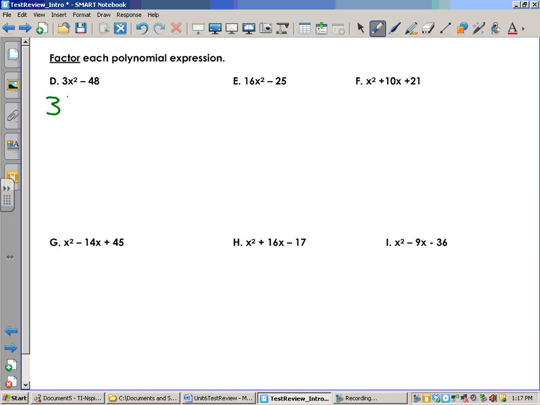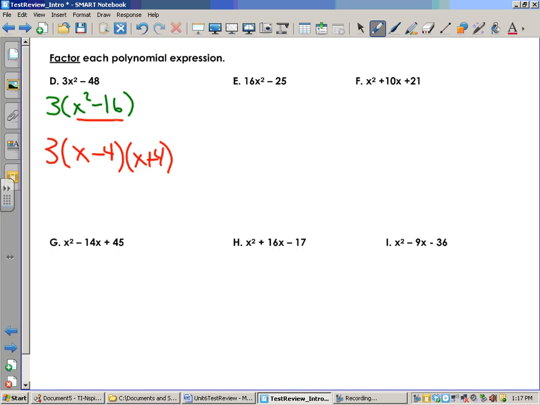There's a GCF of 3, so when I factor that out, I'm left with x squared minus 16. Now, this is a difference of squares. So it becomes 3 times x minus 4 times x plus 4, because the square root of 16 is 4.